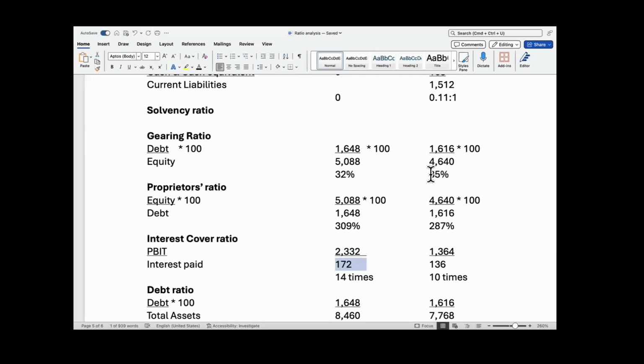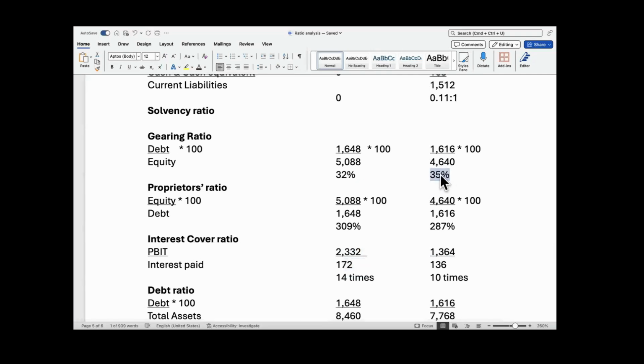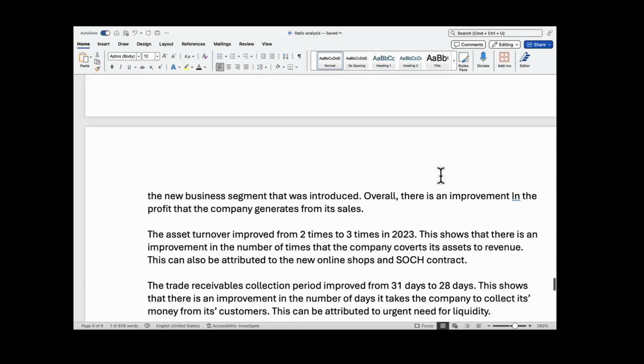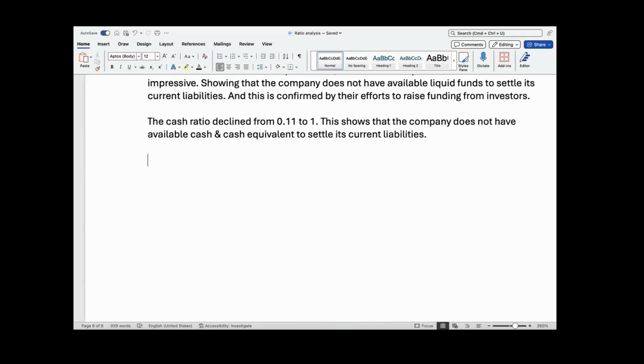Let me start with the gearing, improving from 35% to 32%. So the gearing ratio improved from 35% to 32% in 2023.